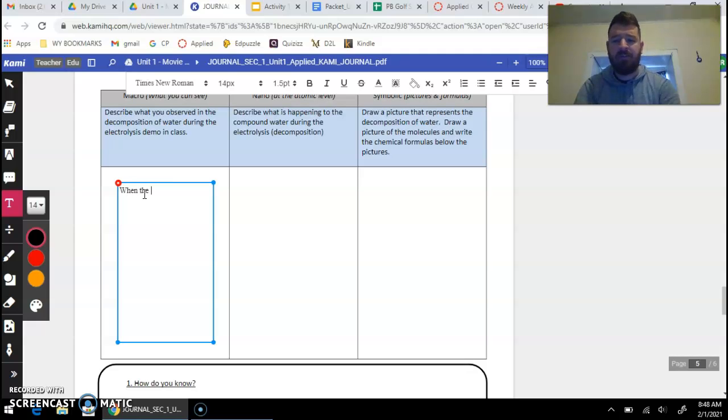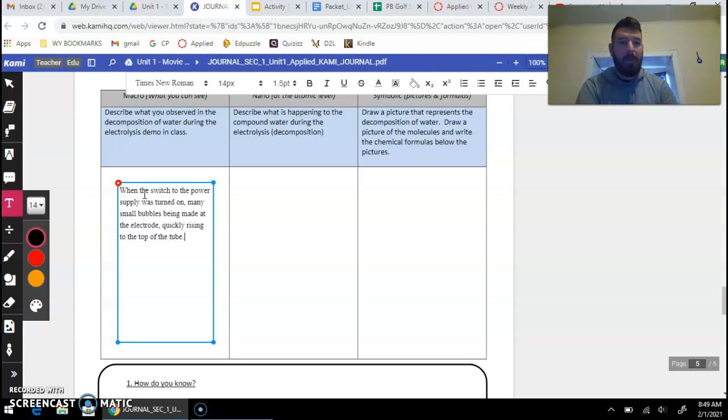So when the switch to the power supply was turned on, many small bubbles, right? Not just talking about the fact that there are bubbles, but how many are there, what did they look like, and what were they doing? So there were many small bubbles being made at the electrode. All right, and then they were quickly rising to the top of the tube.